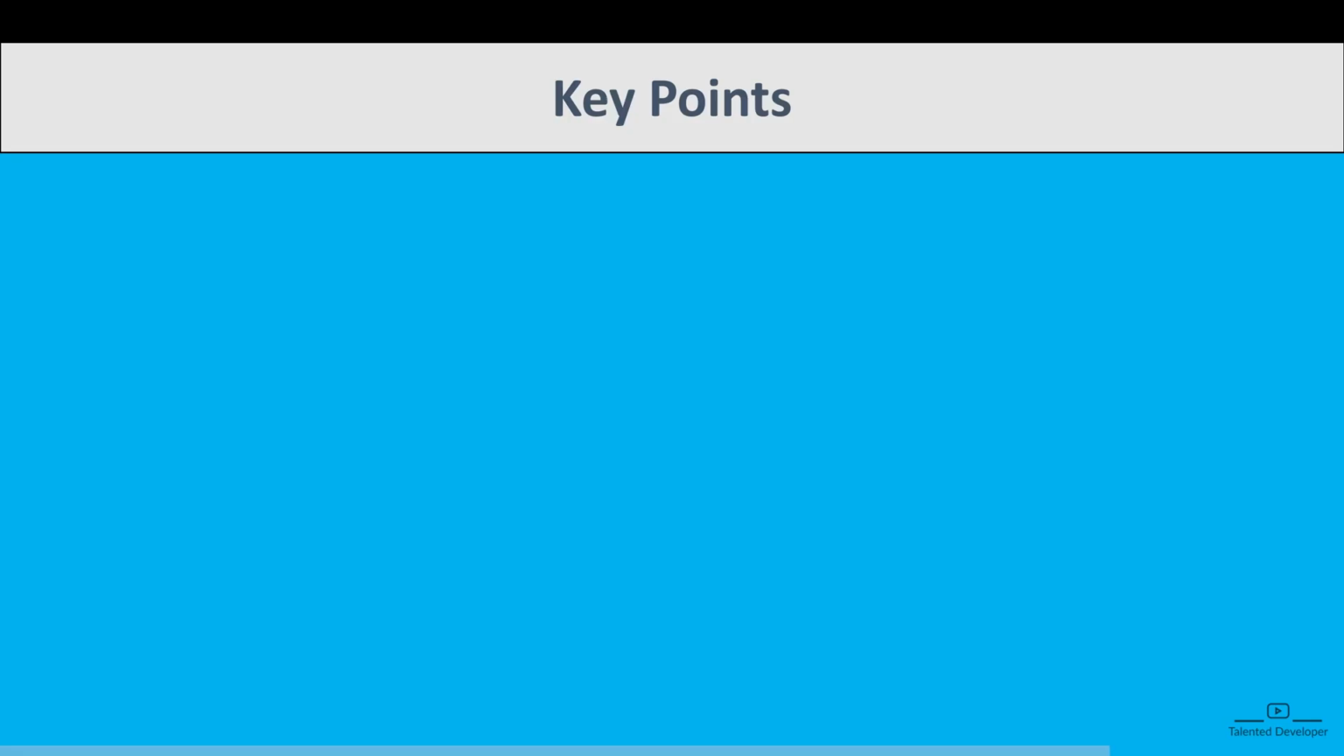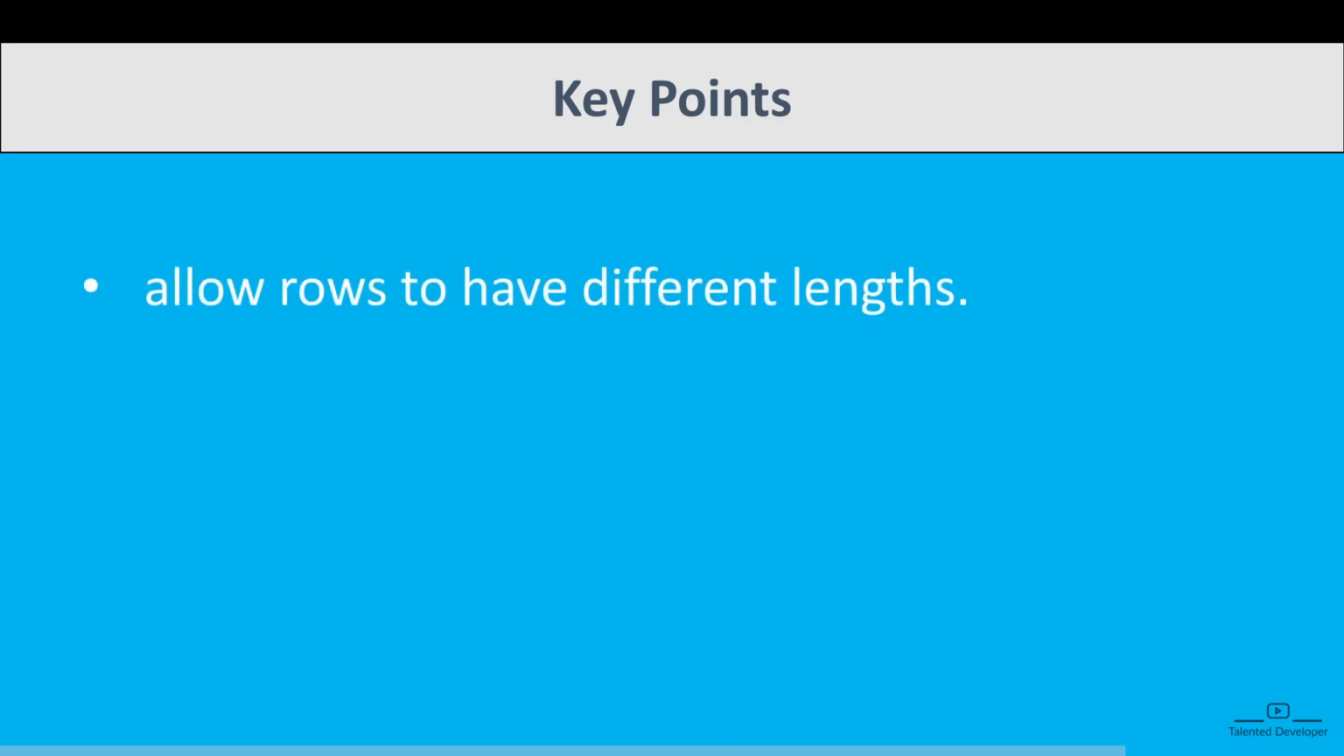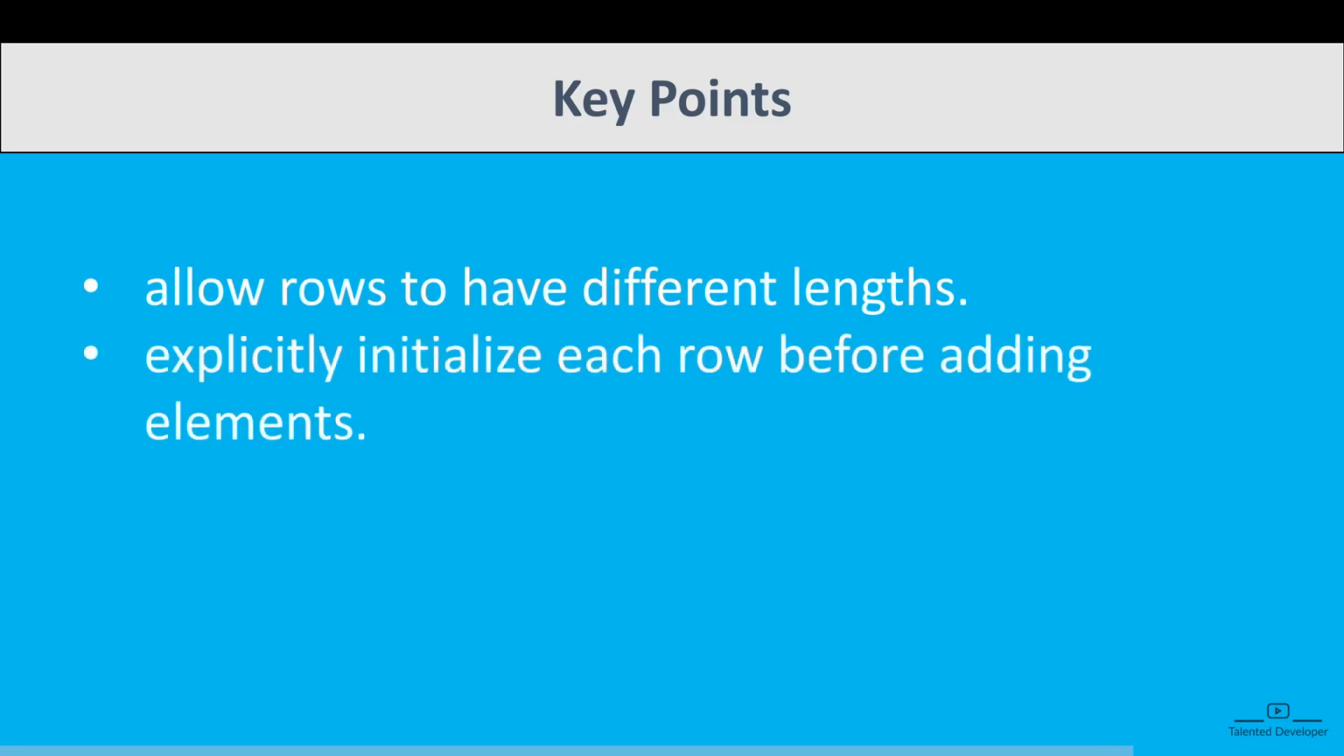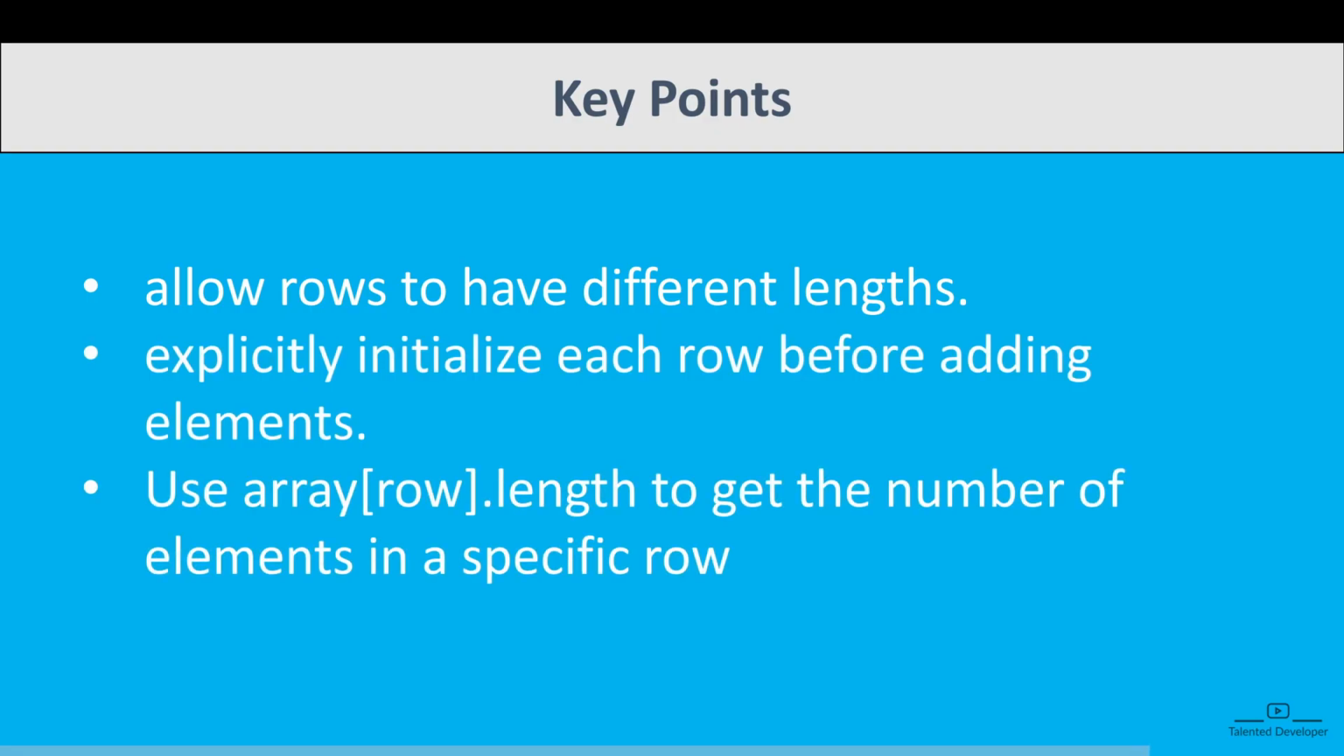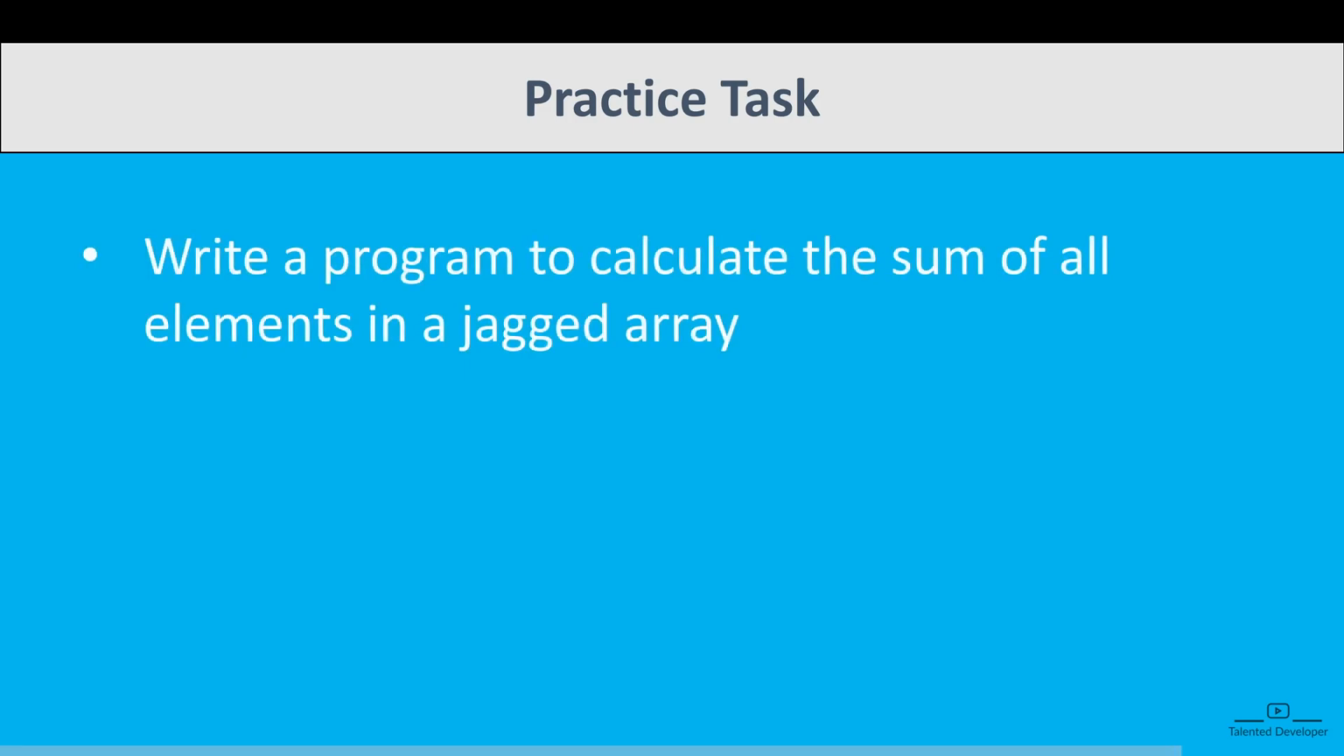Some key points you have to remember: jagged arrays allow rows to have different lengths. You need to explicitly initialize each row before adding elements, and use array[row].length to get the number of elements in a specific row. So I'm giving one simple program: you have to write a program to calculate the sum of all elements in a jagged array.